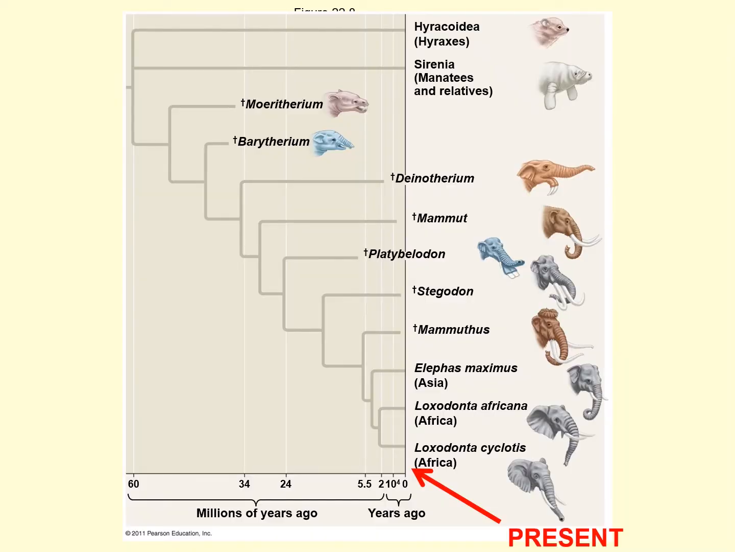On this phylogenetic tree for elephants and their ancestors, here is the past, and here is the present. If you're looking at this, we have three living elephant members, but what's grouped in here with them is a small little critter called a hyrax.